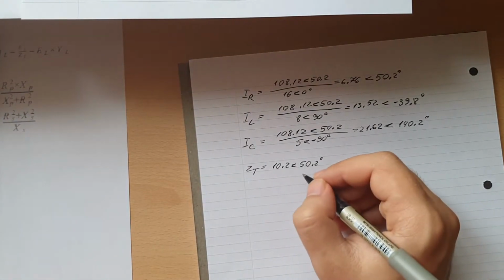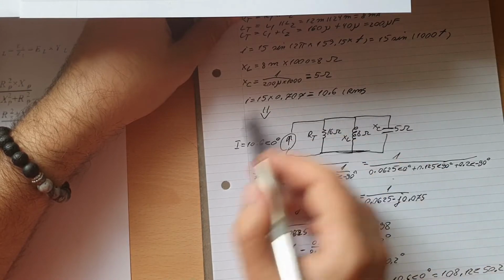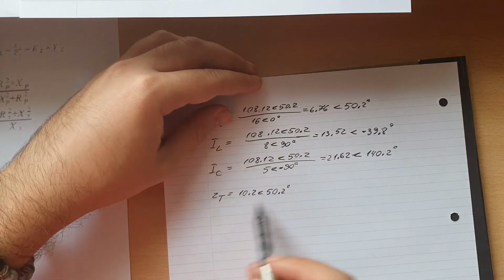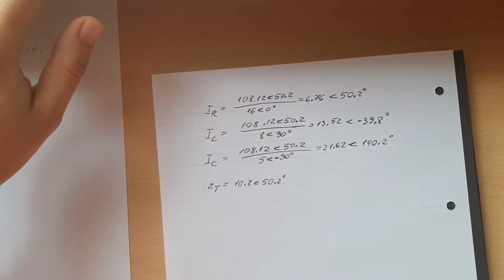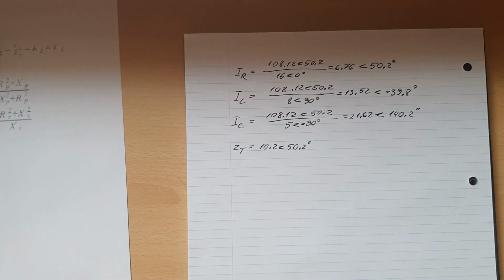Now, to transform this parallel circuit into a series circuit with only two components, we will need to transform this ZT into a rectangular form. And that rectangular form has two components, which is the real number, and that is the resistor, and the second component is the imaginary number, which in our case is either an inductor or a capacitor, depending if the number is positive or negative. If J is negative, then it will be a capacitor. If J is positive, then it will be an inductor.